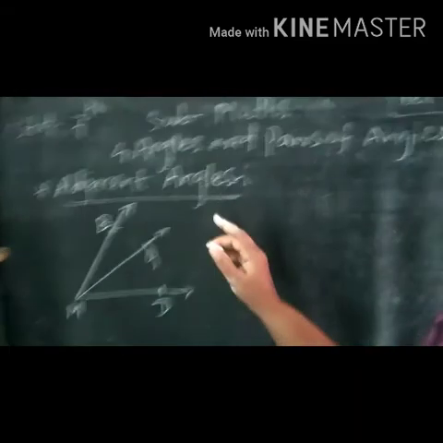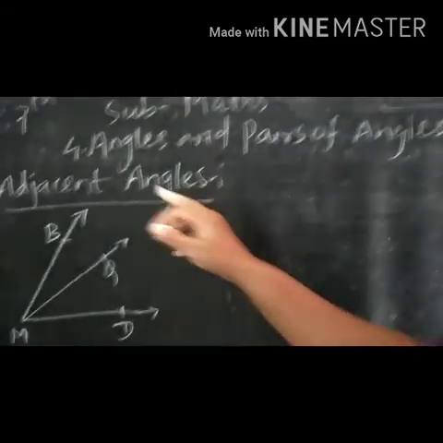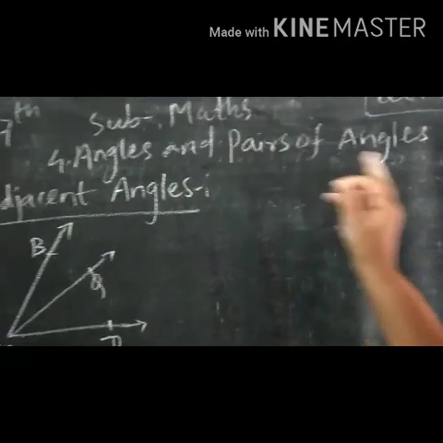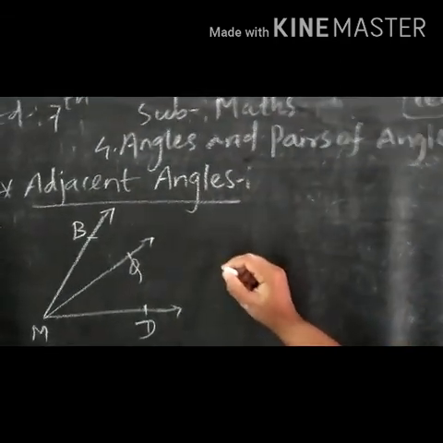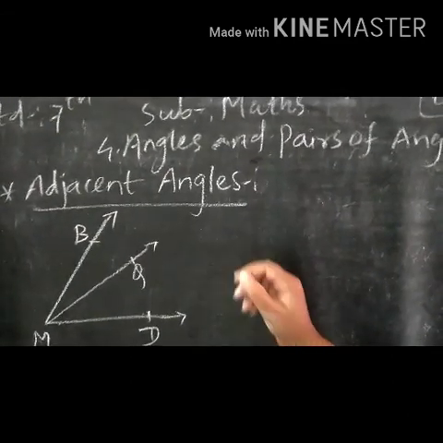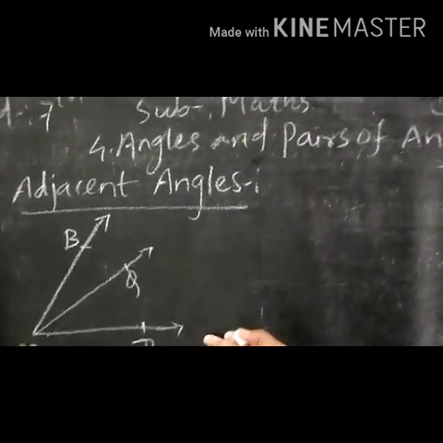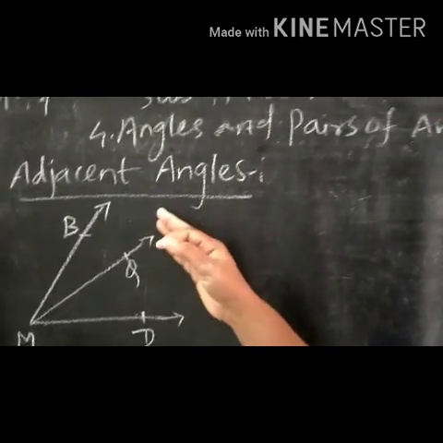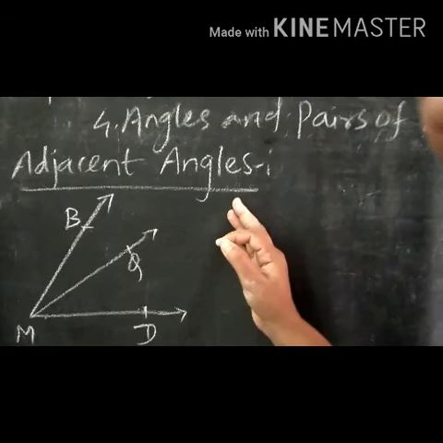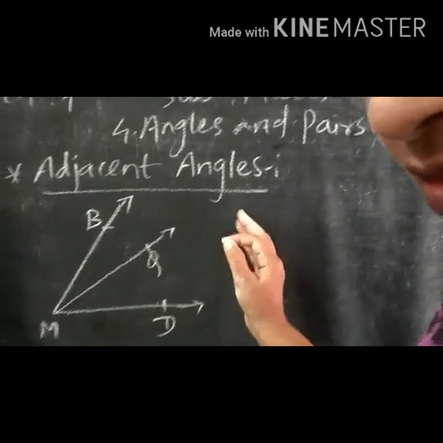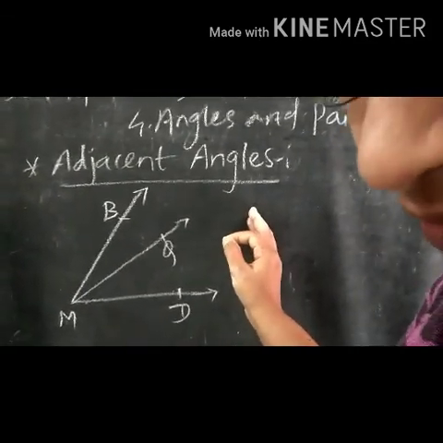So let us see lesson number 4, angles and pairs of angles. In previous video we have seen angle, name of the angle, its arm and its vertex. Now let us see next point, adjacent angles. So let us see definition of adjacent angle.